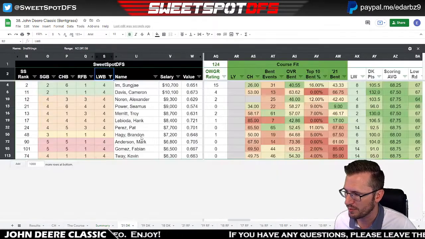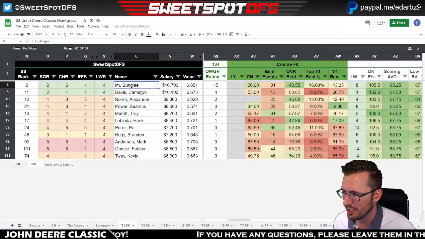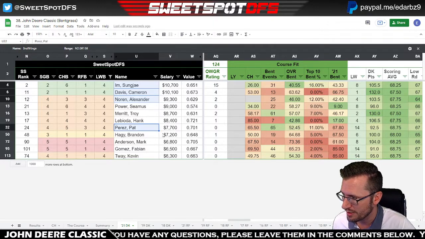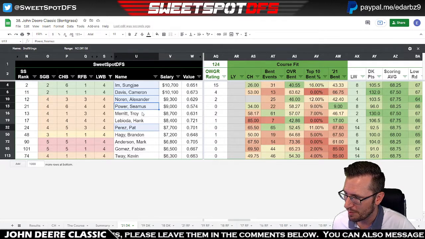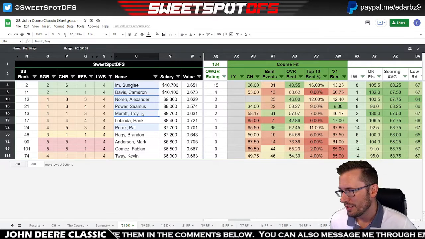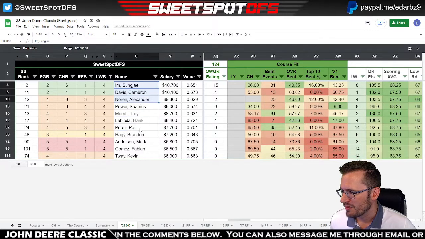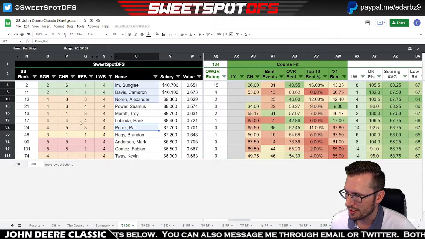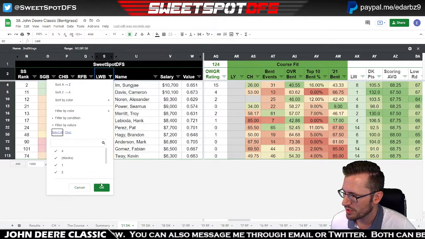But when we look at this bucket, you've got Sung J M, Cameron Davis, Alex Noren. Those are 3 names that I'd be pretty comfortable with. But also Pat Perez. I guess that's it. I wanted to think of another name. I don't mind Power or Merritt, who did well last week, but yeah, I like these 4 golfers right here to succeed this bucket inside the top 10. So that was our last week buckets.